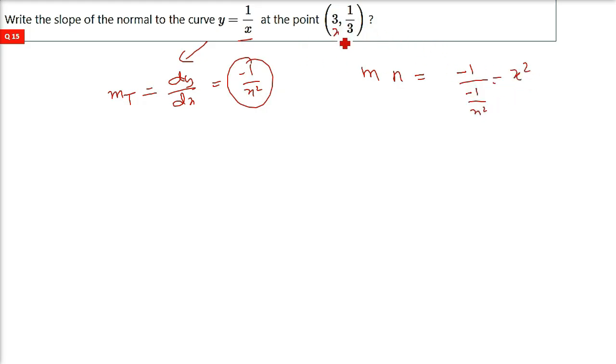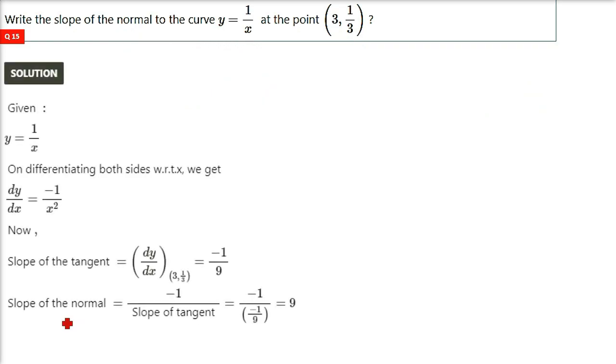But what is x square? X is 3, y is 1 by 3. So 3 square is 9. So what will be the slope? It's 9. Don't have to do anything. This is the answer. So this is how you are going to solve it. You have to write everything, because I can give you the solution in 10-20 seconds.